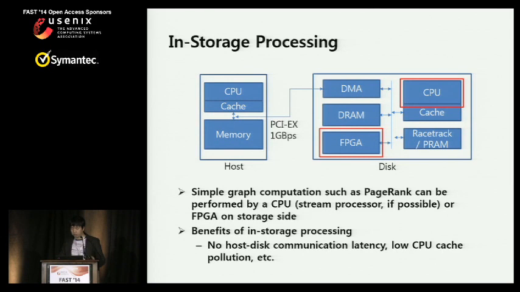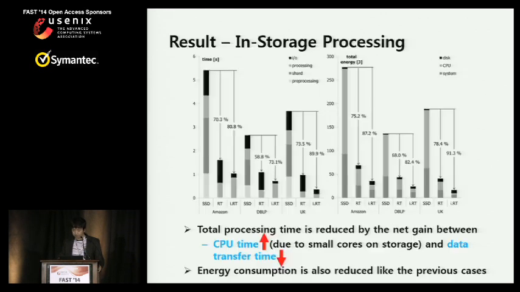In addition to this, I am also trying to do in-storage processing. Some graph computation workloads such as PageRank are very simple, so we don't need to use the host CPU, which is very expensive. Instead, I added a simple FPGA, and using the device CPU, I try to do the graph computation within the storage device.